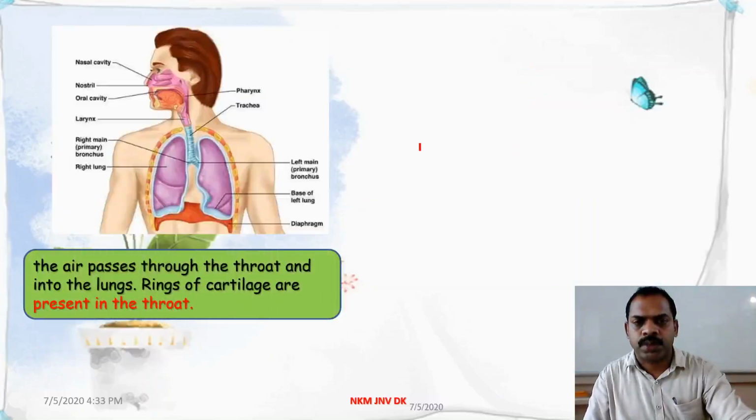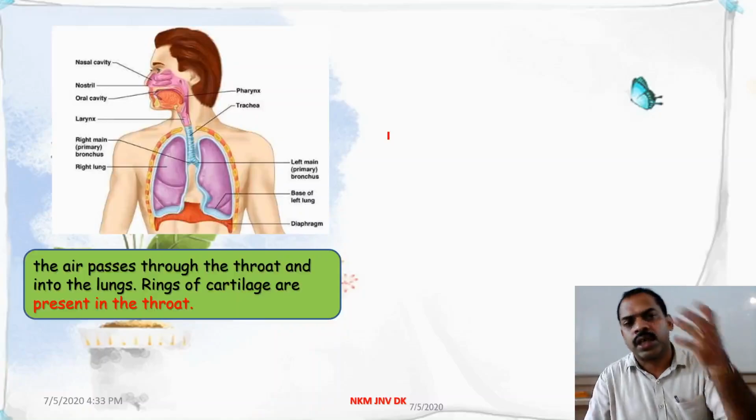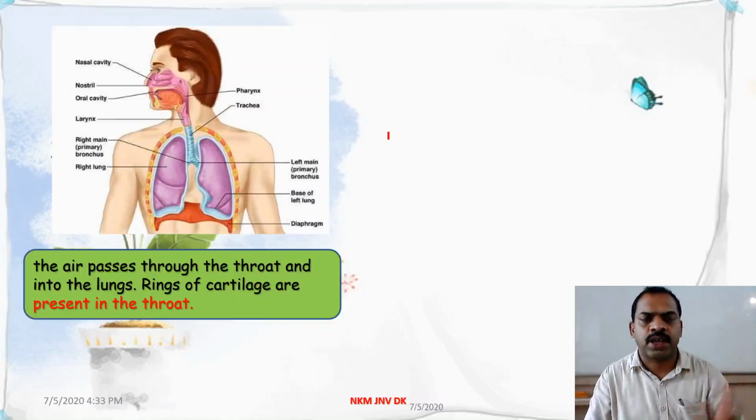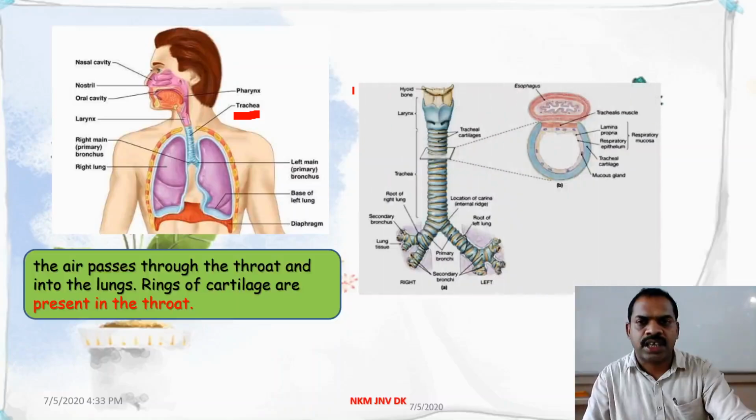So in the human respiratory system, you see the process of movement. Once air comes from the nostrils, it enters the nasal cavity. Then it goes to the trachea, the windpipe. The trachea is lined with rings of cartilage. Why the rings of cartilage? You can see here the trachea, right from the larynx till the lungs. It is covered with rings of cartilage. Cartilage is lined there.